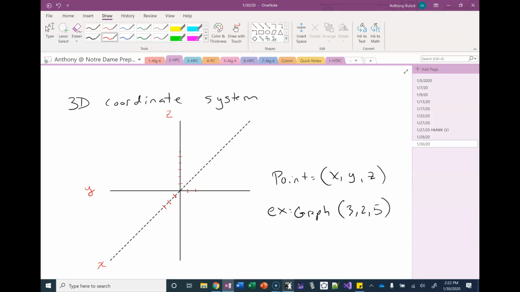What I'm basically going to be drawing now is like a box to get this point in the correct position. So what I'm going to do is I'm going to draw a dashed line from x equals 3 parallel to the y-axis.